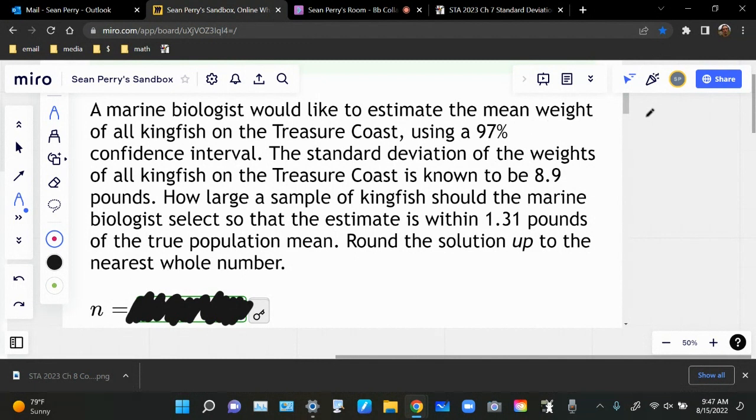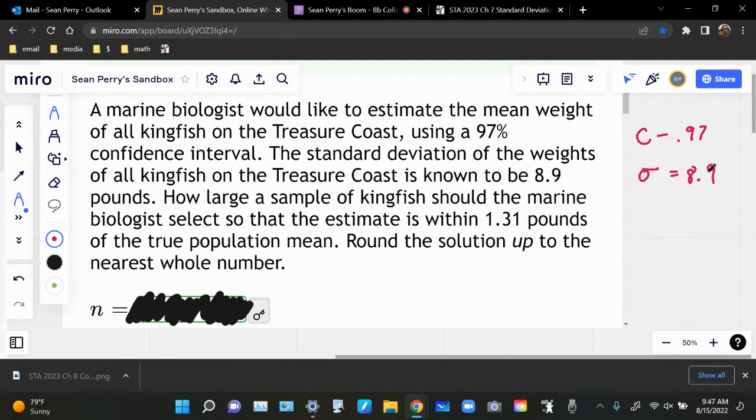So the important data here is that the confidence level, which I'll call C, needs to be 97%. The standard deviation of the weights of all kingfish — the keyword "all" here lets us know that we are talking about sigma, the population parameter. This is given as 8.9.